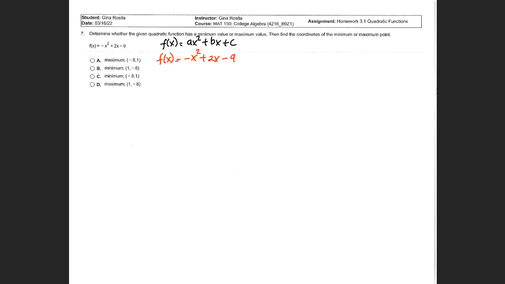So we find A equals negative 1, B equals 2, and C equals negative 9. Now look at A. A equals negative 1, which means A is less than 0. Because A is less than 0, the graph of f is open downward. So we have a maximum. Now find the vertex.